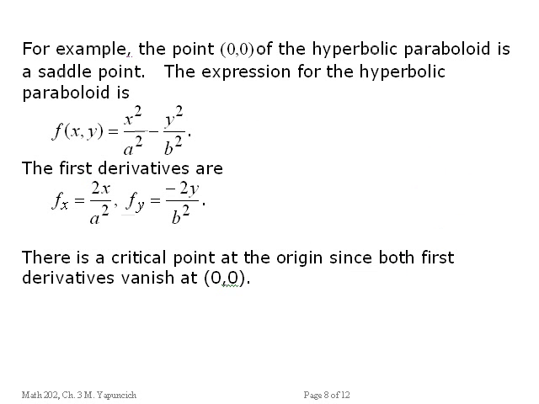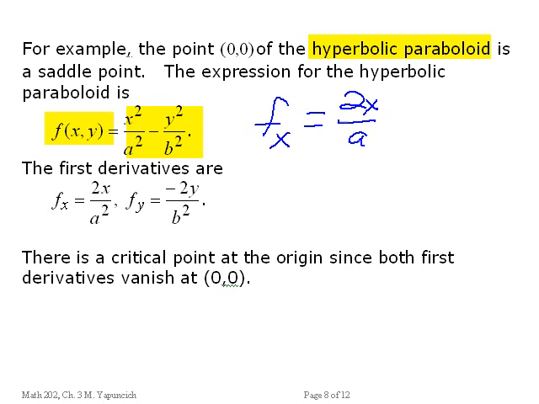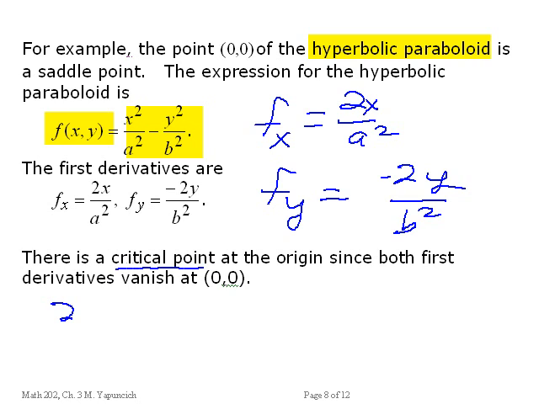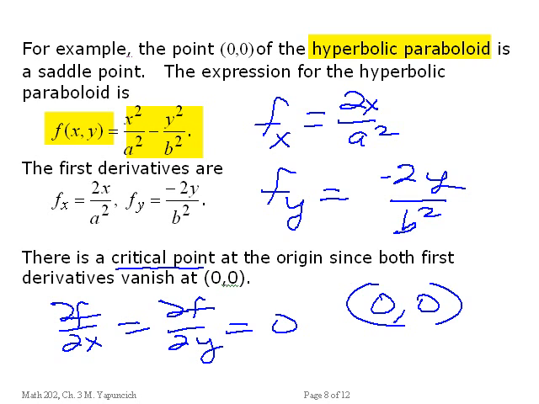And now for an example, we'll investigate the hyperbolic paraboloid. This is a function of two variables, and here's the expression of it. Now I need to take the partial with respect to x, so that will give me 2x over a squared, and the partial with respect to y, and that's minus 2y over b squared. There's no problem with either of these being undefined, so the critical point will only occur when the partial with respect to x and the partial with respect to y both equal 0. That only occurs at the origin. So we're looking at the origin of this hyperbolic paraboloid.